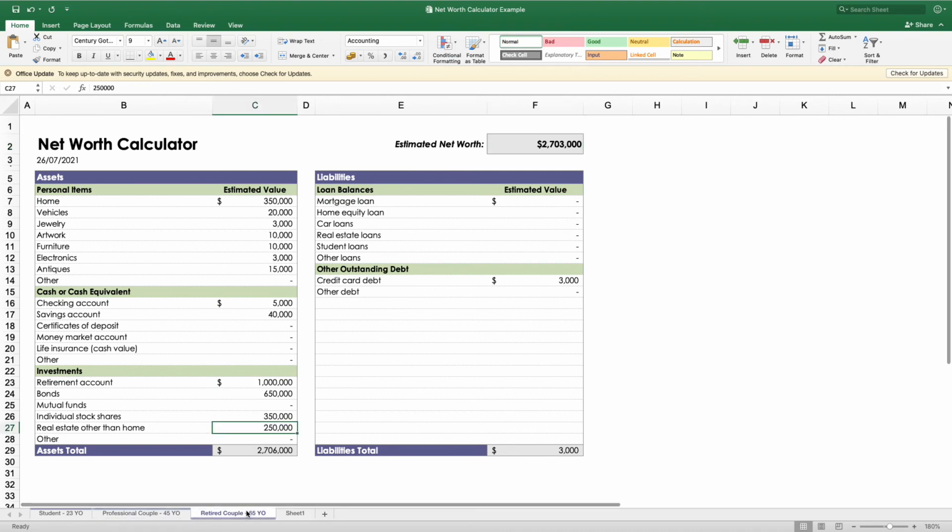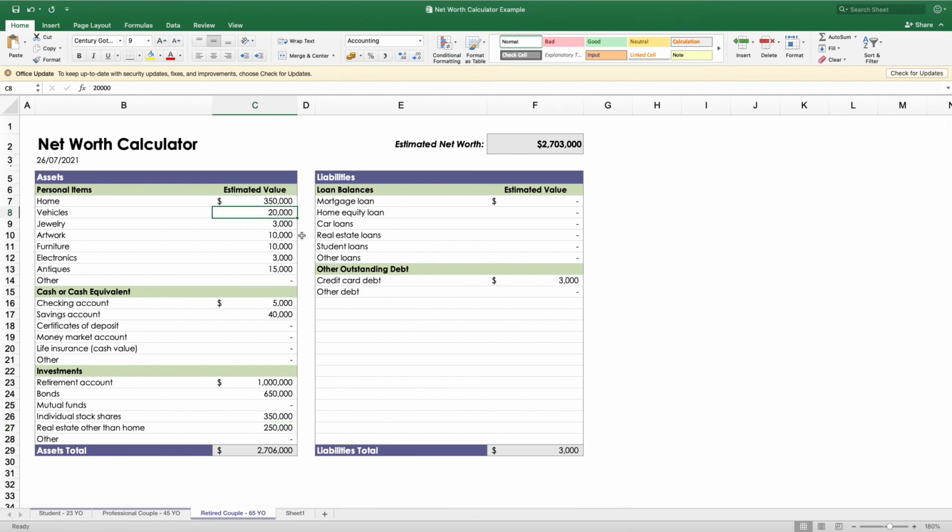So now moving on to the retired couple, we can see here that they own their own home, they've got a car, they have jewelry. Also, they like to collect things such as artwork and antiques. They have a small amount in their checking account and also a larger amount in a savings account, which is used purely for an emergency fund in case they need to get quick access to money.